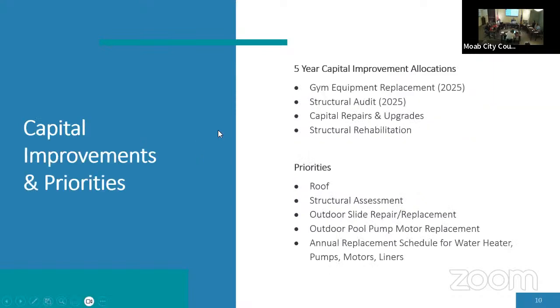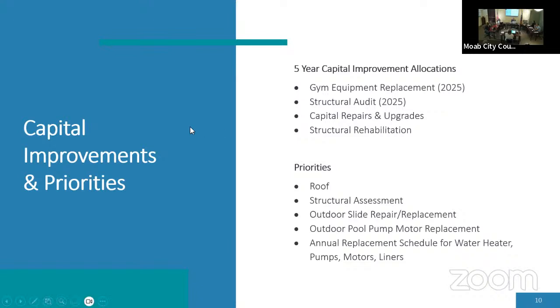So far in the last 14 years, we've only replaced 2 treadmills at that facility. And then in terms of our 5-year capital improvement plan, money has been allocated for a gym equipment replacement and a structural audit for this year. And then in the coming years, we've got additional monies allocated for capital repairs and upgrades and structural rehabilitation.